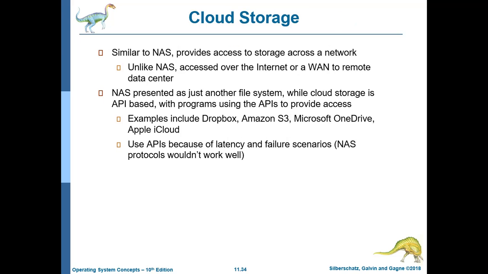Okay, next is cloud storage. Cloud storage, similar to NAS, provides access to storage across a network. Unlike NAS, access is over the internet or a WAN to a remote data center. NAS is presented as just another file system, while cloud storage is API based, meaning application program interface based, with programs using the APIs to provide access. Examples include Dropbox, Amazon S3, Microsoft OneDrive, and Apple iCloud. APIs are used because of latency and failure scenarios, so NAS protocols wouldn't work well for these scenarios.